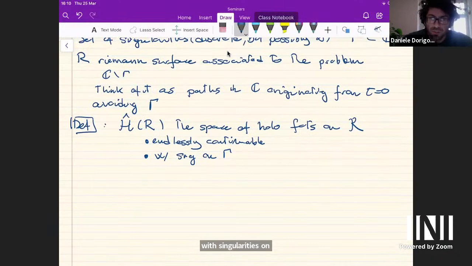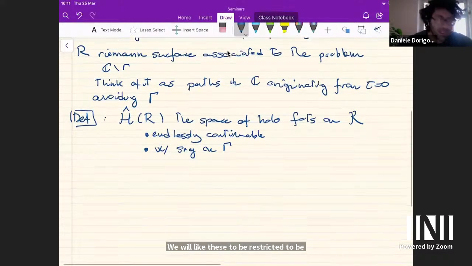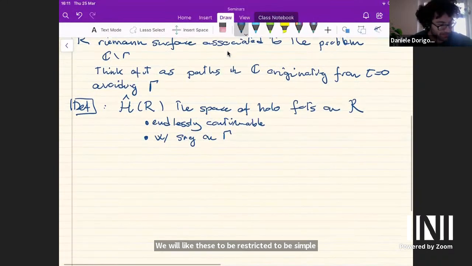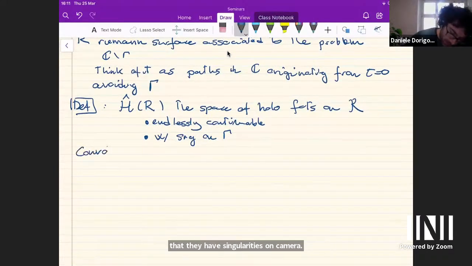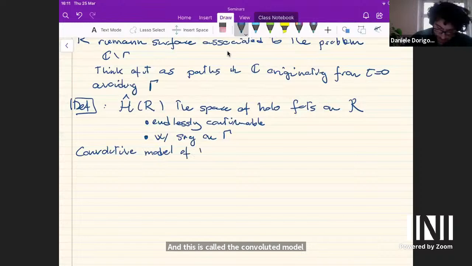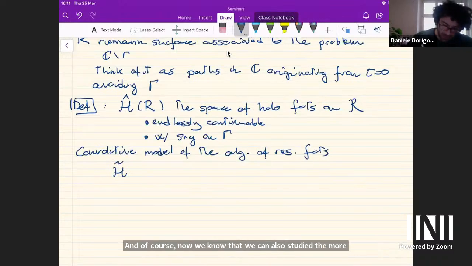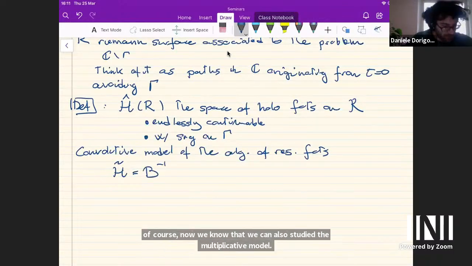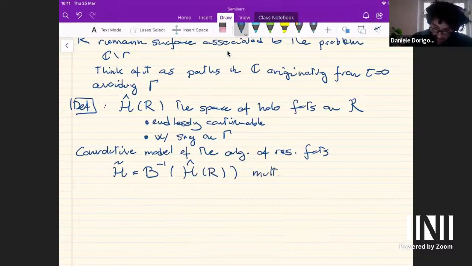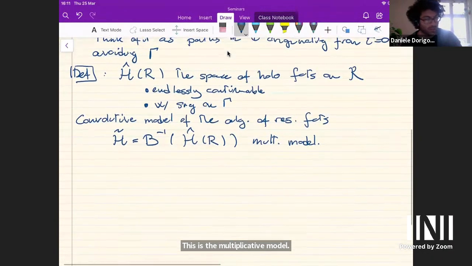We would like this to be restricted to being simple singularities, but for the moment, let me just assume that they have singularities on gamma. And this is called the convolutive model of the algebra of resurgent functions. And of course, now we know that we can also study the multiplicative model just by taking the inverse Borel transform of this object. This is the multiplicative model. So we just put all of these functions together.